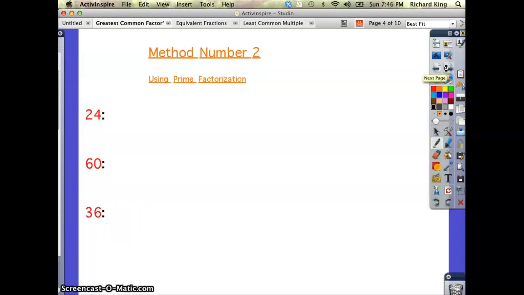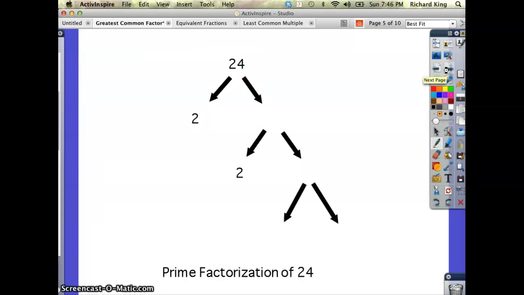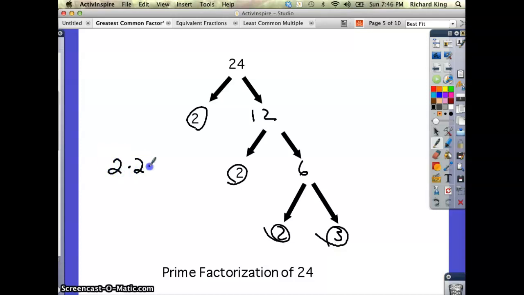Now let's do it by prime factorization. We'll start with 24. So 24, again, I always like to start with the lowest prime number to keep things orderly. In this case, 24 divided by 2 goes 12 times. 12 is divisible by 2 6 times, and 6 is divisible by 2 and 3. So now we're down to all prime numbers. So the prime factors of 24 are 2 times 2 times 2 times 3.